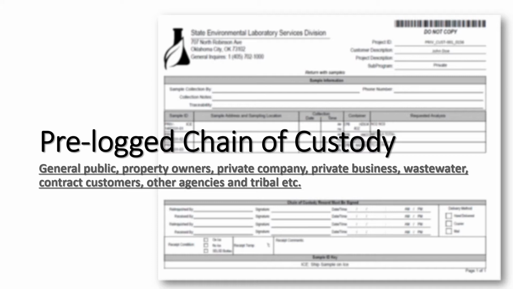This chain of custody is targeted toward customers like the general public, property owners, private companies, private businesses, wastewater operators, stormwater samples for businesses, contract customers, other agencies, tribal programs, etc. Chain of custody for samples for the public water supply compliance are described in a different training video.